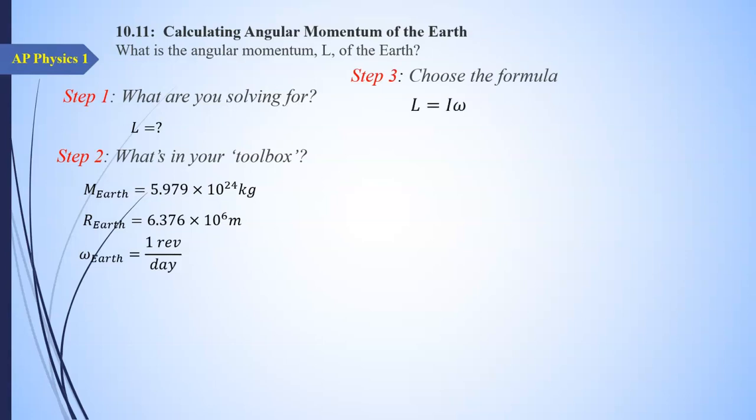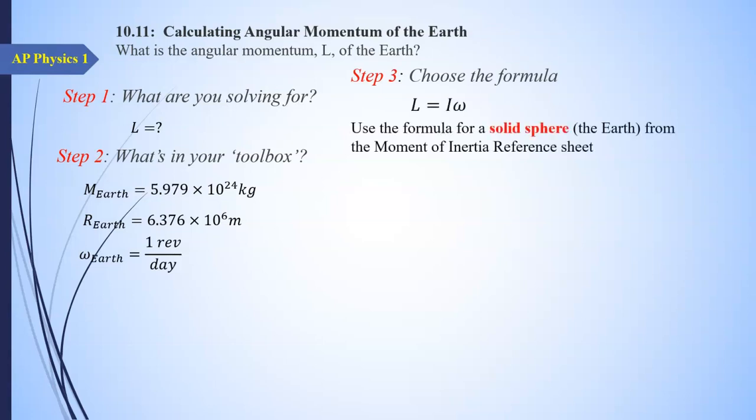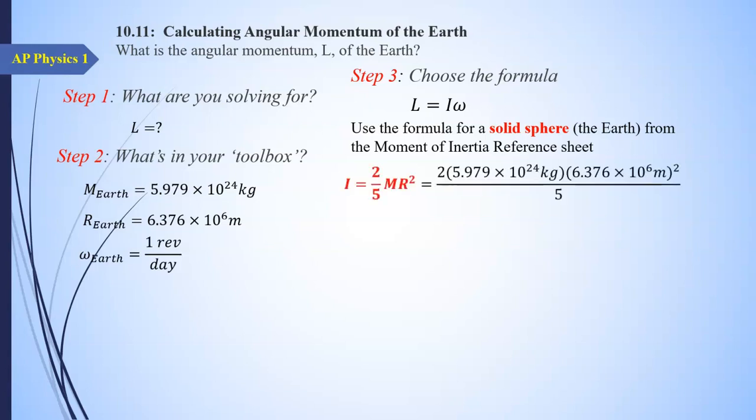So choose the formula. So there it is, pretty simple. Use the formula for a solid sphere from the moment of inertia reference sheet. There it is, okay? You just have to look that up. You're not expected to memorize that formula. Now you just plug in the numbers: 2/5 times the mass of the Earth times the radius of the Earth squared. And it gives you 9.72 times 10 to the 37th kilogram meters squared as the moment of inertia, or the rotational inertia of the Earth.